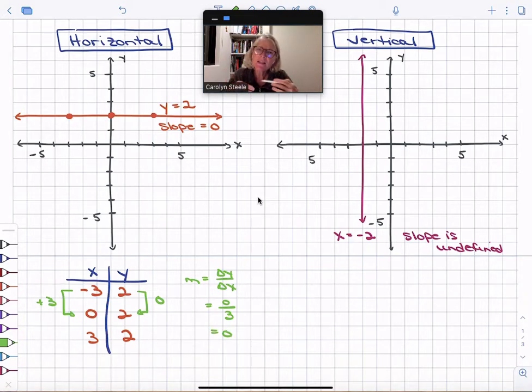And that makes intuitive sense to me because if I think about slope telling me about the steepness of the line, this is a perfectly flat line. It really doesn't have any steepness. The slope is 0. Okay, let's do something similar for the vertical line.